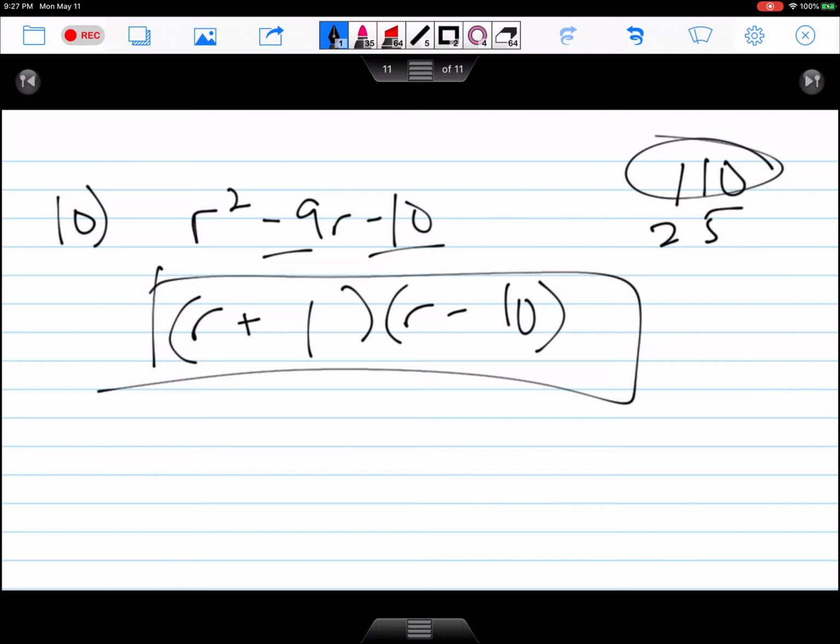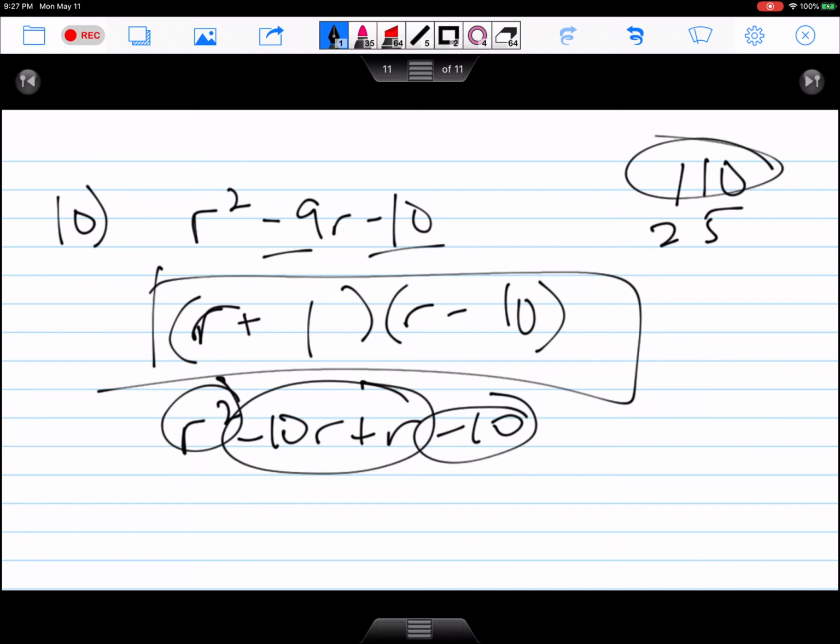So let's check. I'm going to distribute my r here. R times r is r squared. R times -10 is -10r. 1 times r is r. And 1 times -10 is -10. So I got r squared, -9r, and -10. Check. We did it, friends.